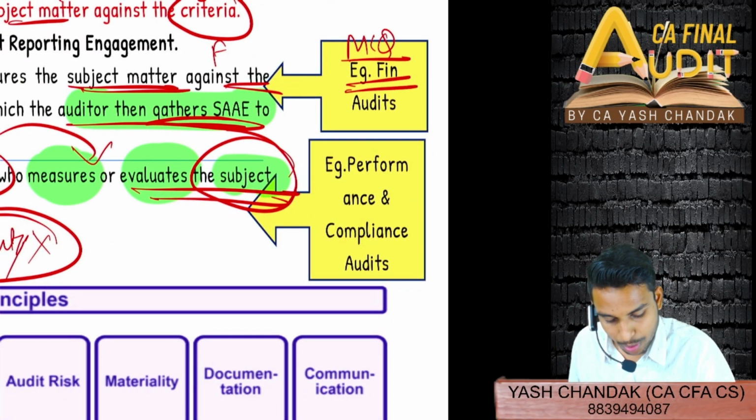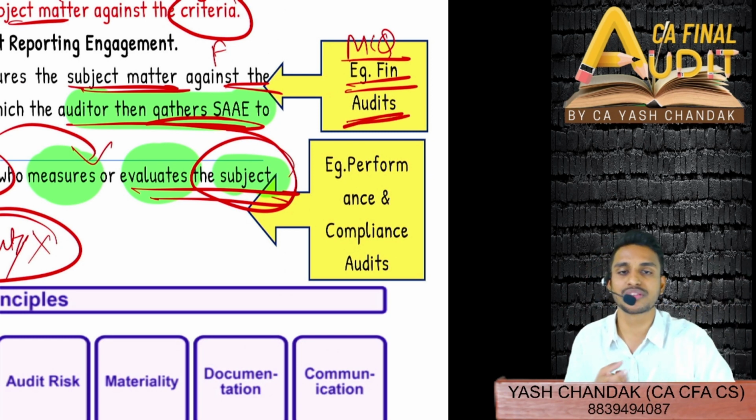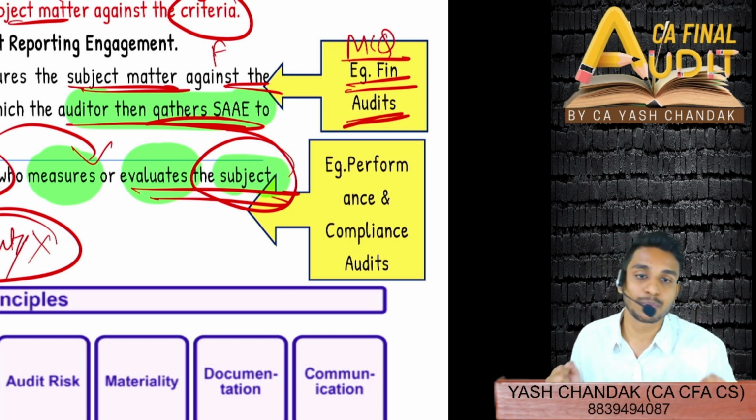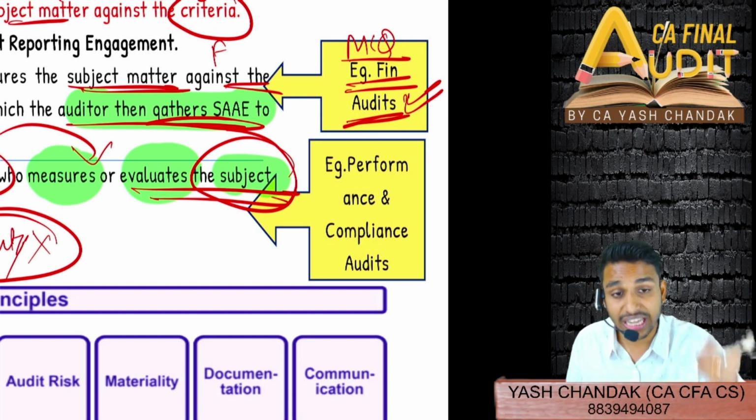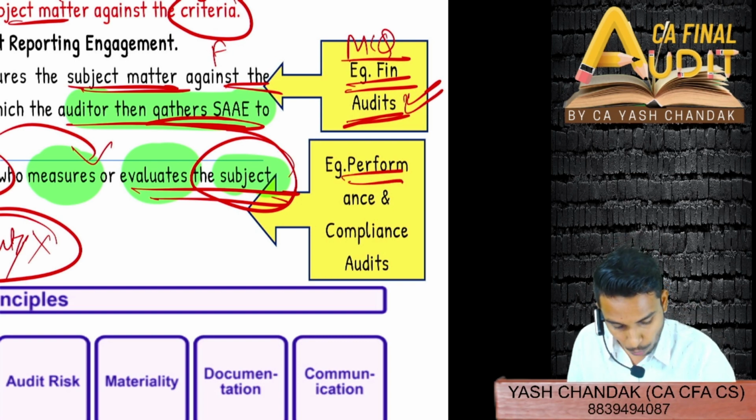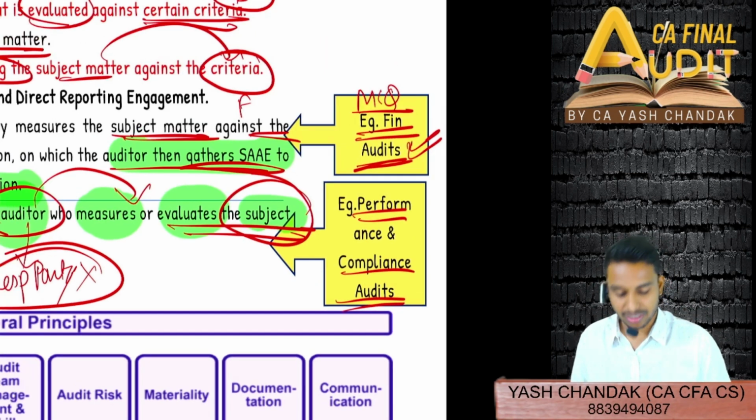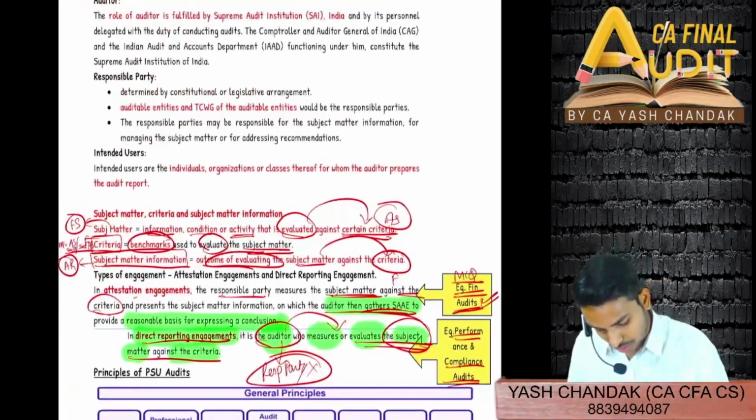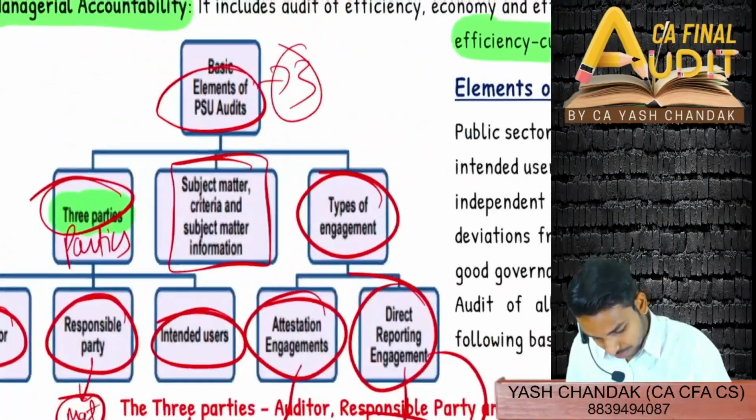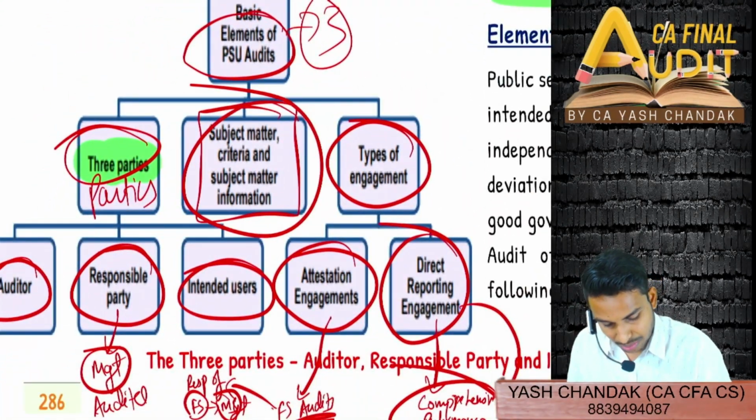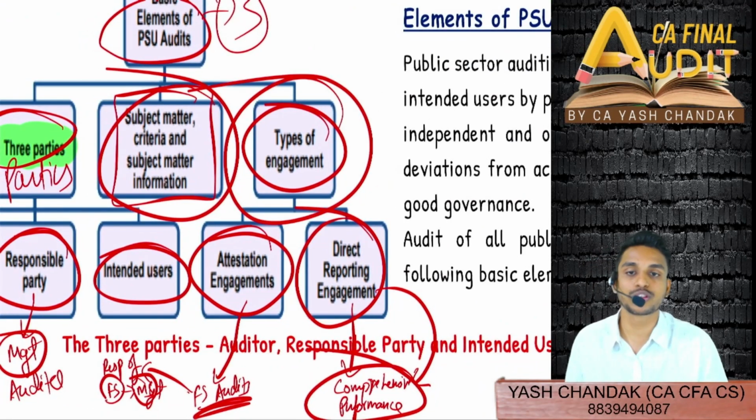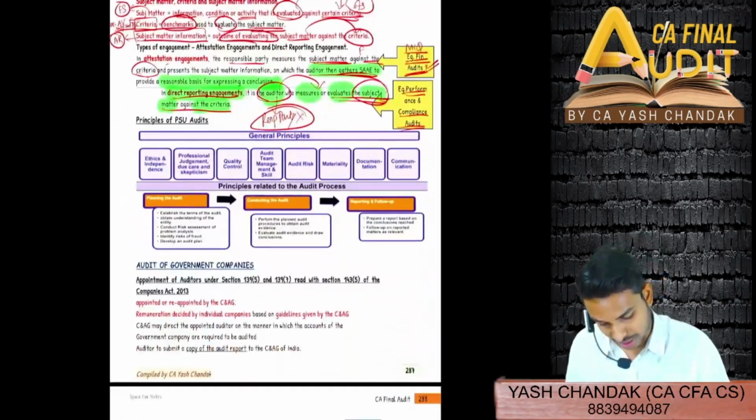Mark this important, because they can ask you what is the example of direct reporting engagement, and they'll give you financial audit as an option. Then that is not the correct option. Correct options are performance or compliance audits, right? So these are the major concepts: three parties, then subject matter, criteria and subject matter information, and then of course two types of engagement.